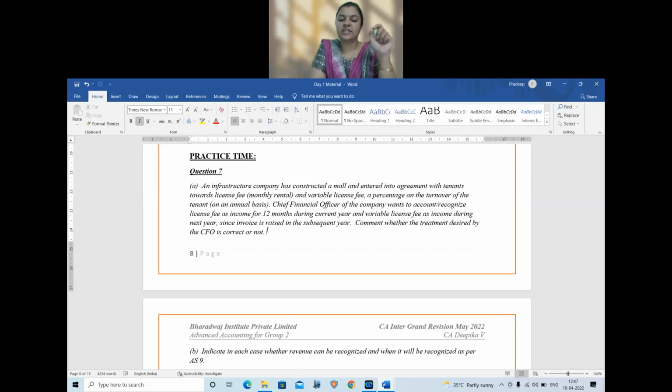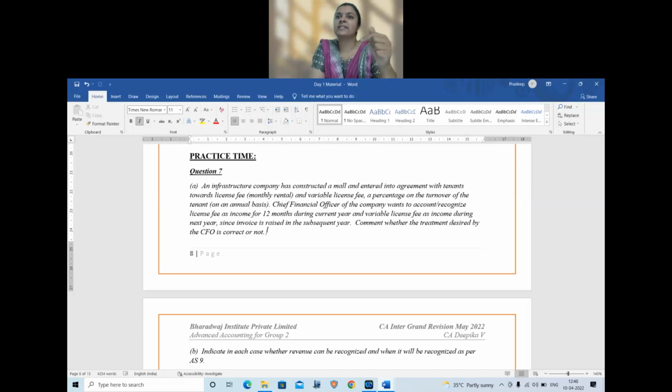So this is with respect to license fee, which is a specified type of income. For such type of income, we need to go by the agreement. What is the agreement saying? License fee for monthly rental and variable as a percentage of turnover. Which means turnover has to be considered for which period? For the given financial period. So revenue will also be recognized for the same financial period.